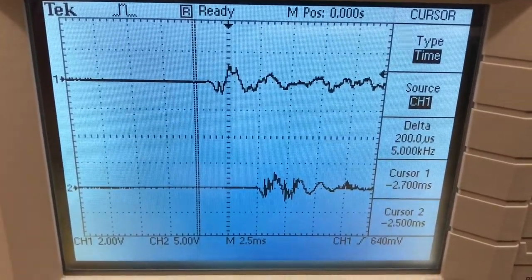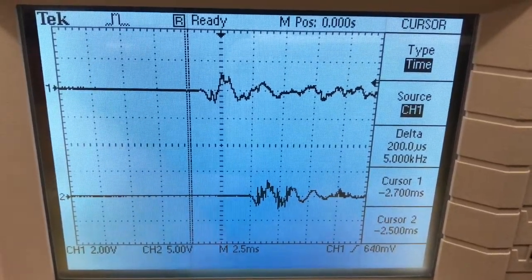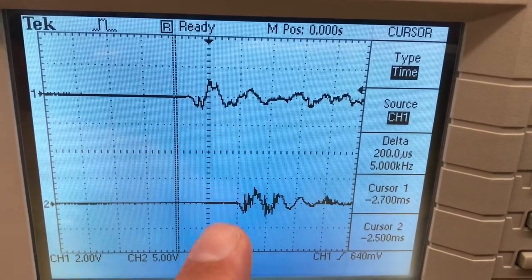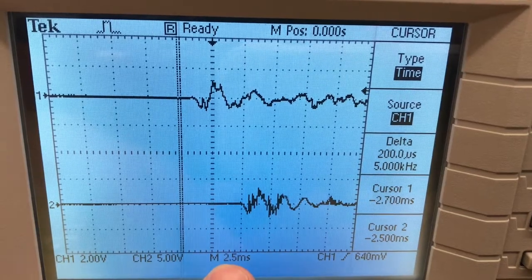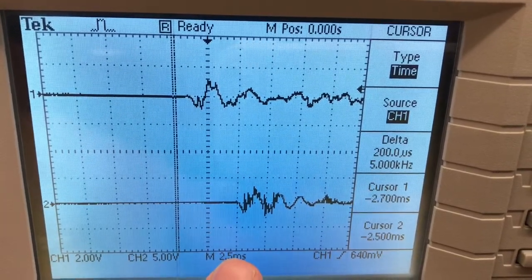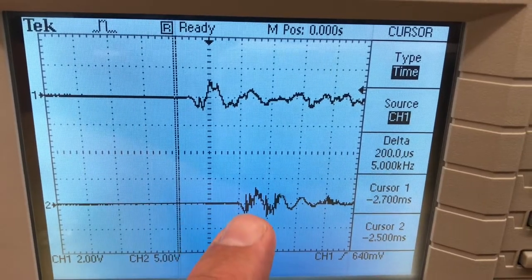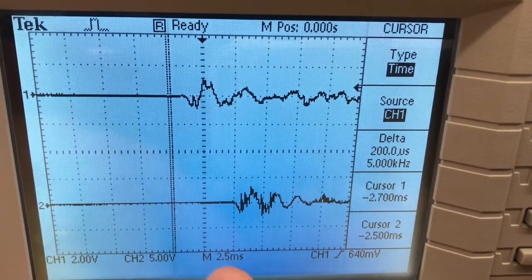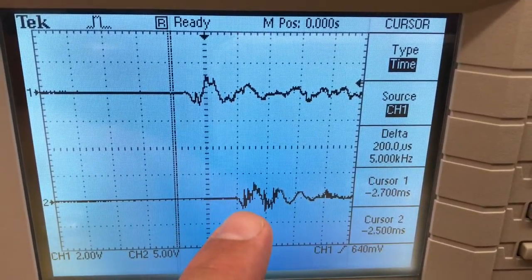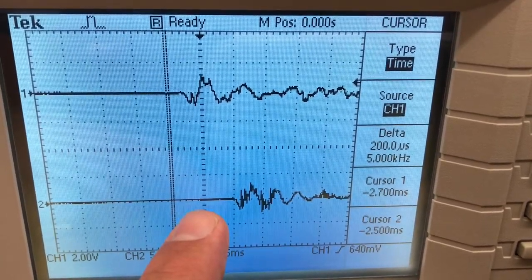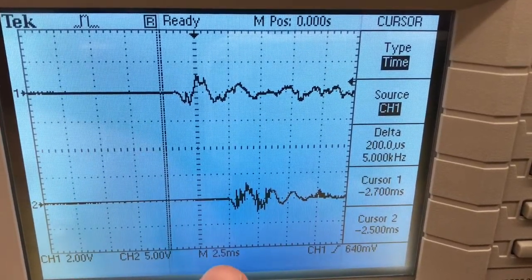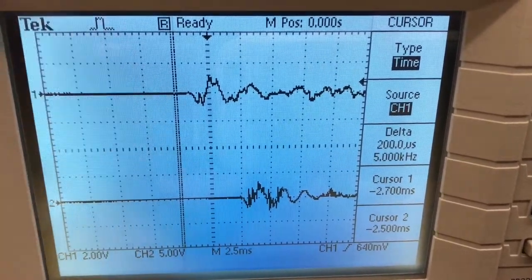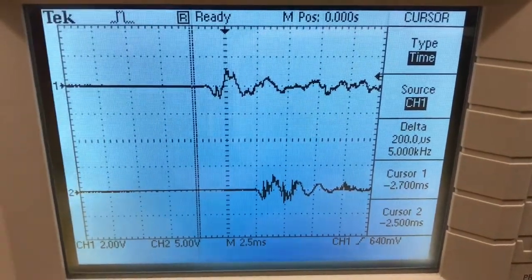So looking at these here, I would make a rough estimate that they're offset by maybe 1.5 squares or divisions. And down here at the bottom, it says M 2.5 milliseconds. That's the time per division. So it's 2.5 milliseconds per division, and this signal arrives 1.5 divisions later. So the delta t here is 2.5 milliseconds per division times 1.5 divisions, which would give me 3.75 milliseconds.